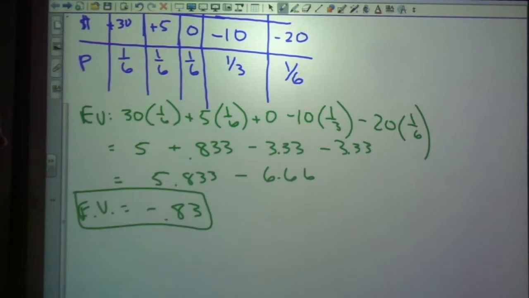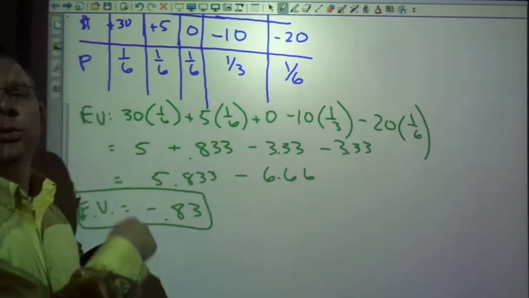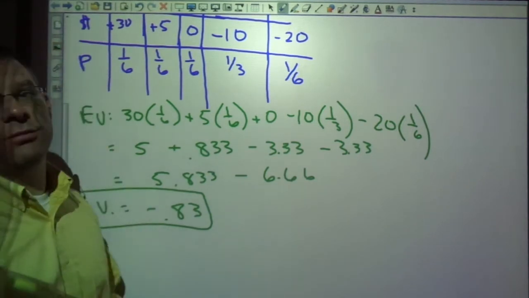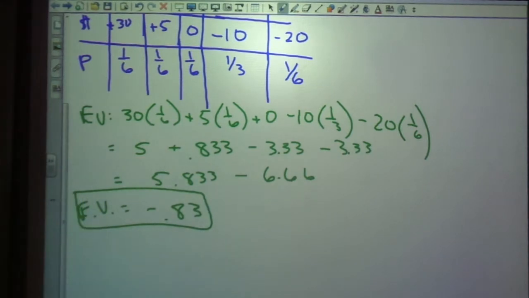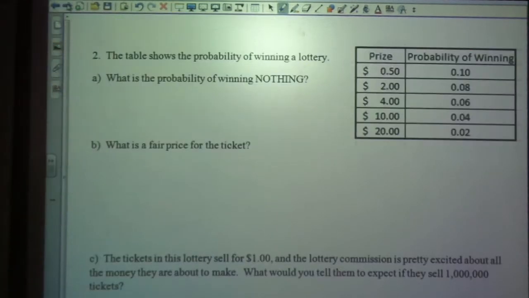That means that over the long term, I should expect to lose 83 cents each time. And that's what I would write out. Do not play this game with Mr. BIBSA because over the long term, you will lose on average 83 cents each time you play. You might hit it big and win $30 one time, but if you keep playing, BIBSA's got you.